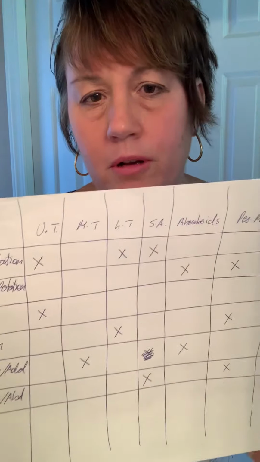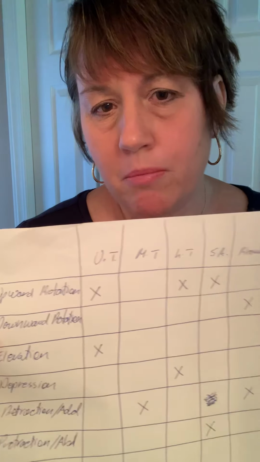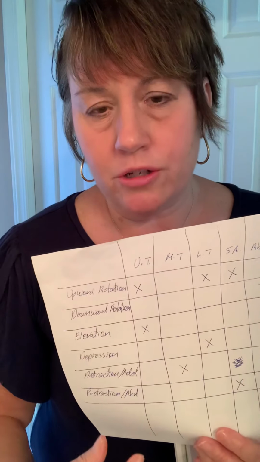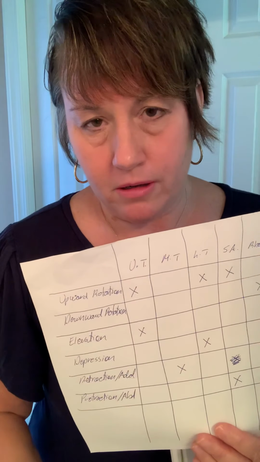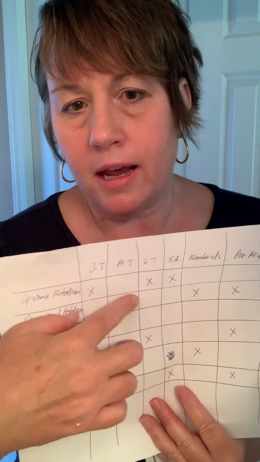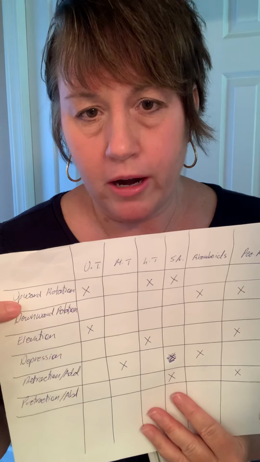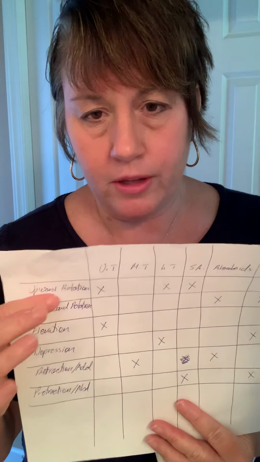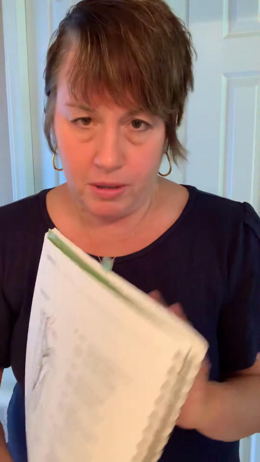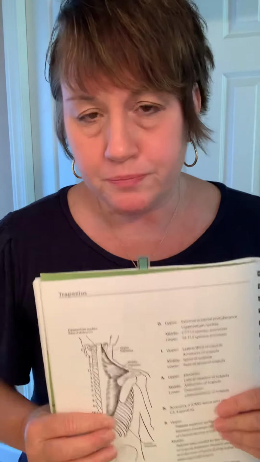So let's start with the shoulder girdle. And again, I would like you to pull out your paper that has your muscles across the top, and then the actions of the muscles on the downward axis here. And then as we talk about that muscle, just go ahead and put an X where the actions are for that muscle. And we're gonna look at this. So we're gonna start with trapezius on page 14.